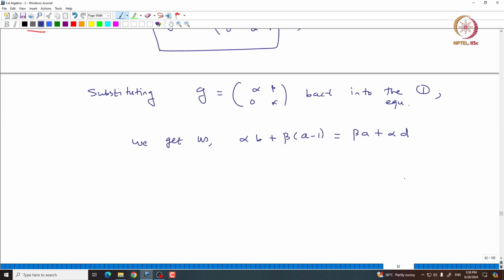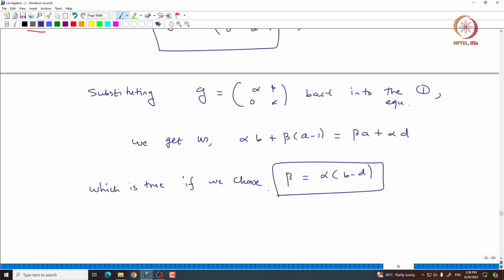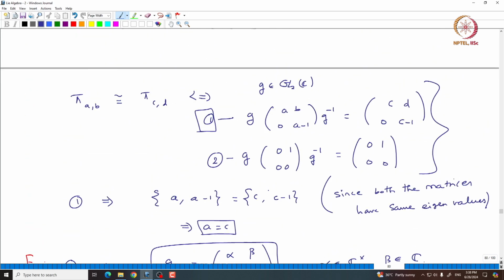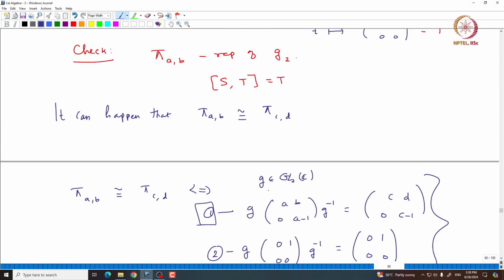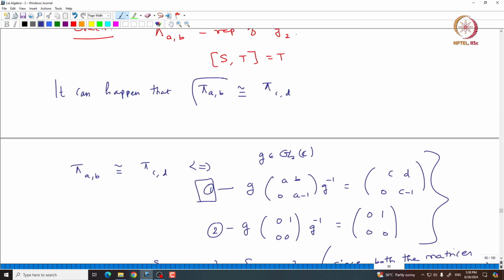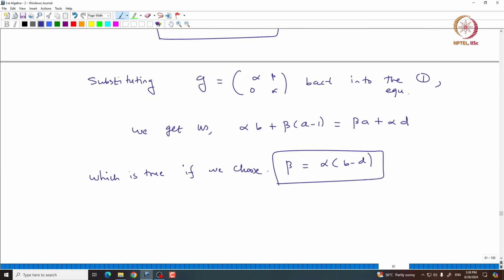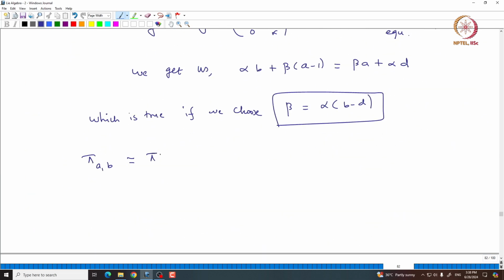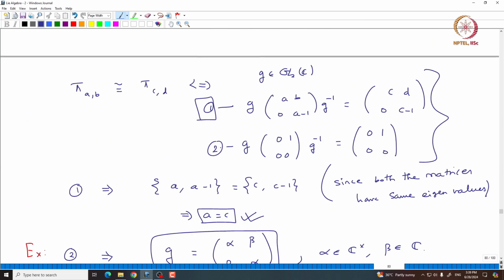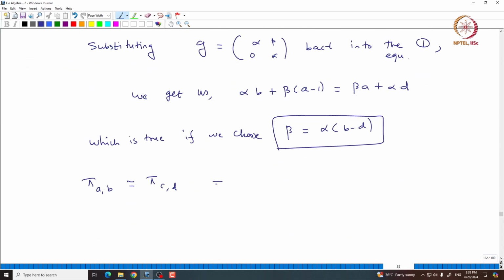and which is true if we choose this beta to be just alpha into b minus d, that is, beta equal to alpha times b minus d. So, that means we are saying that whenever we take these two representations pi of a comma b and pi c comma d, they are isomorphic if and only if a equal to c. So, what we proved is that pi a comma b is isomorphic to pi c comma d if and only if a equal to c.